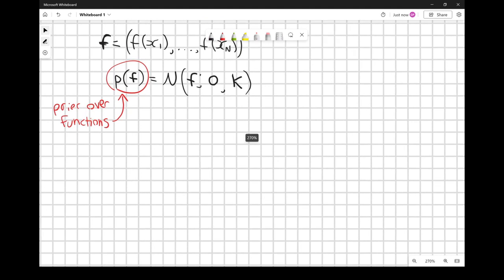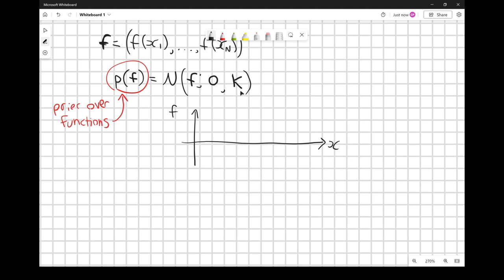And our choice of the covariance matrix K dictates what these potential models might look like. So if K was just the identity matrix, then if I plot x against f, I'm going to draw a line here, but what it really is is f evaluated over x1 to xn.